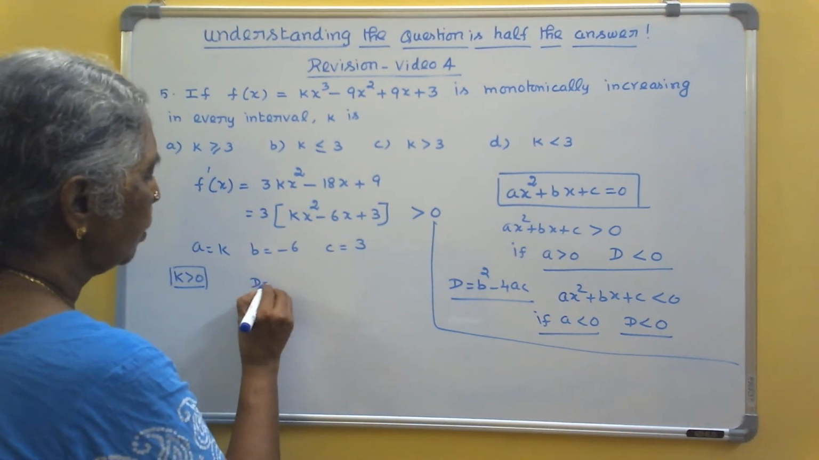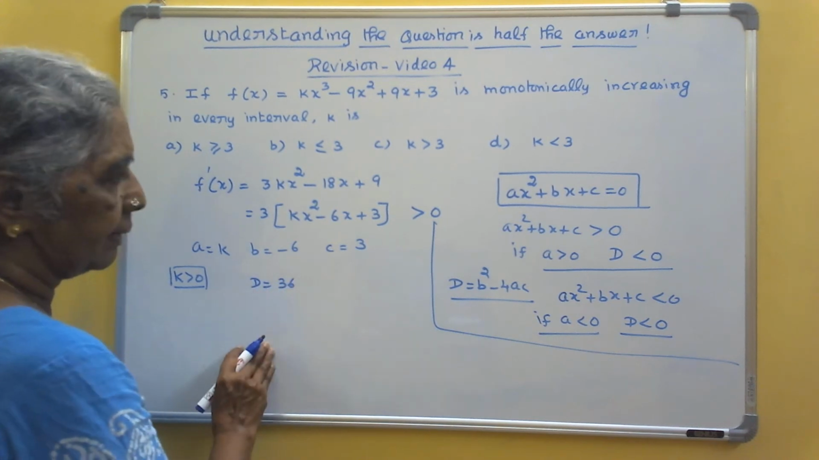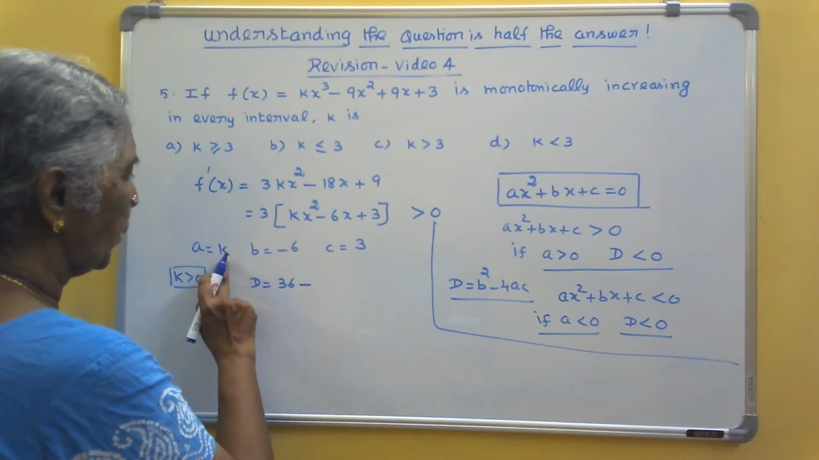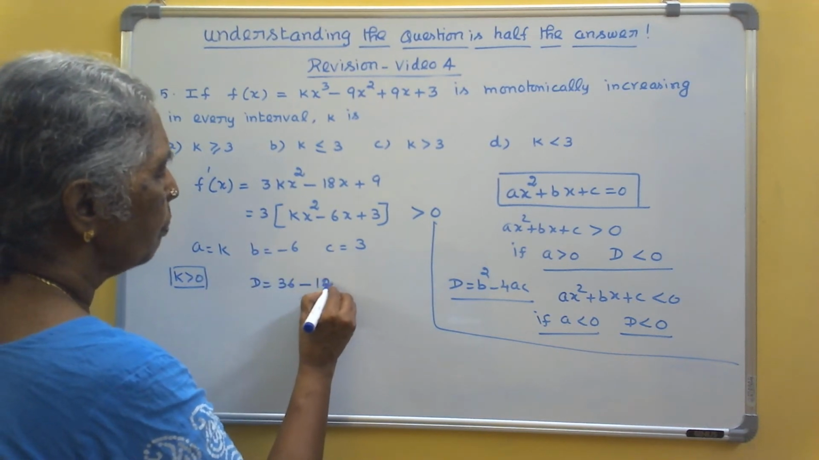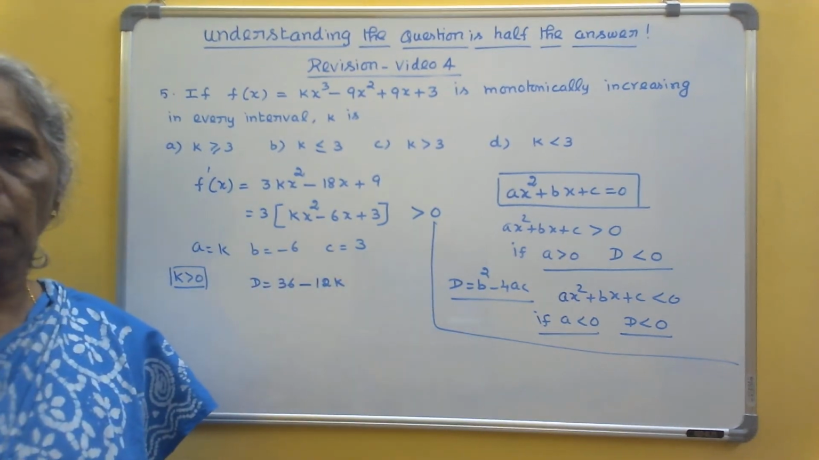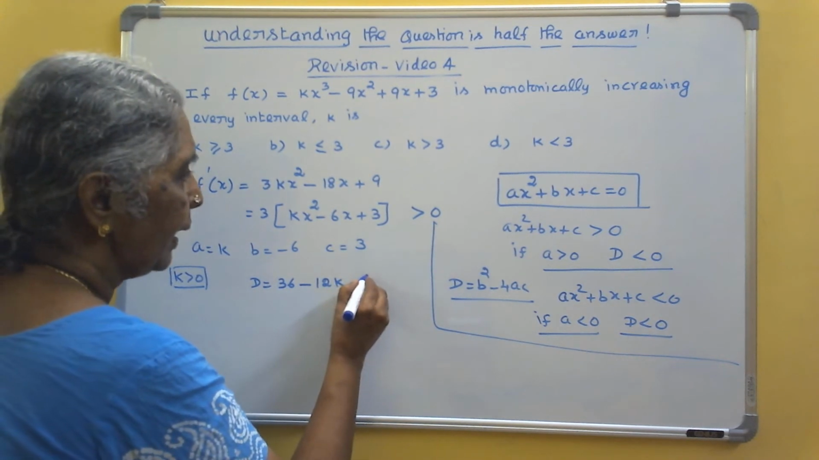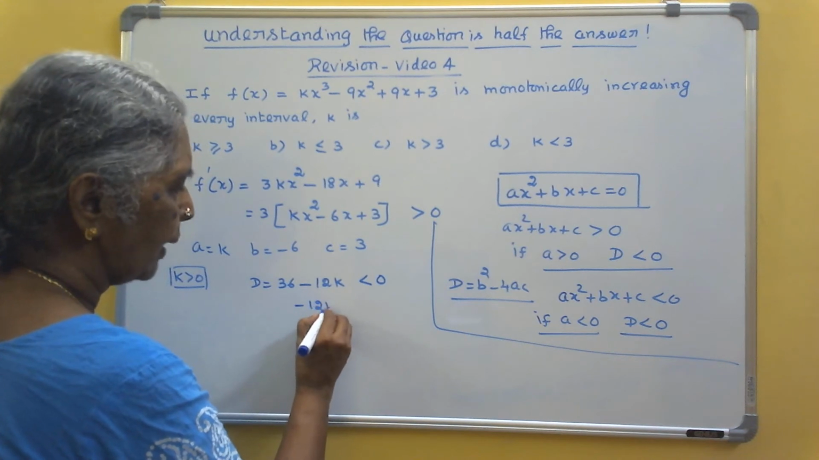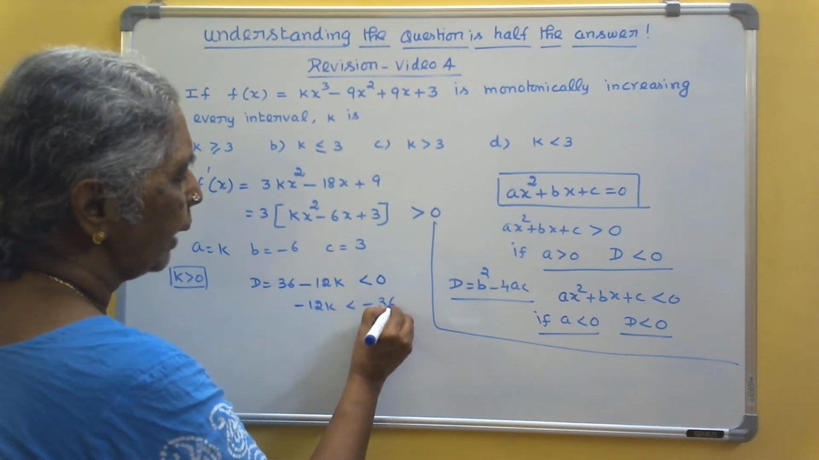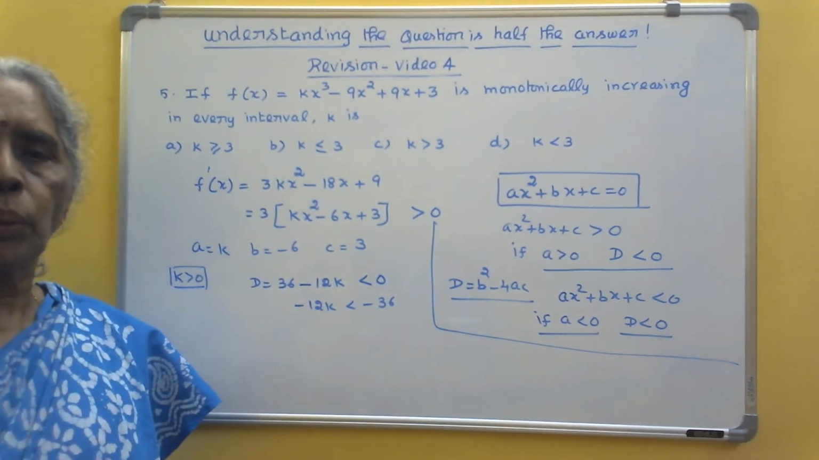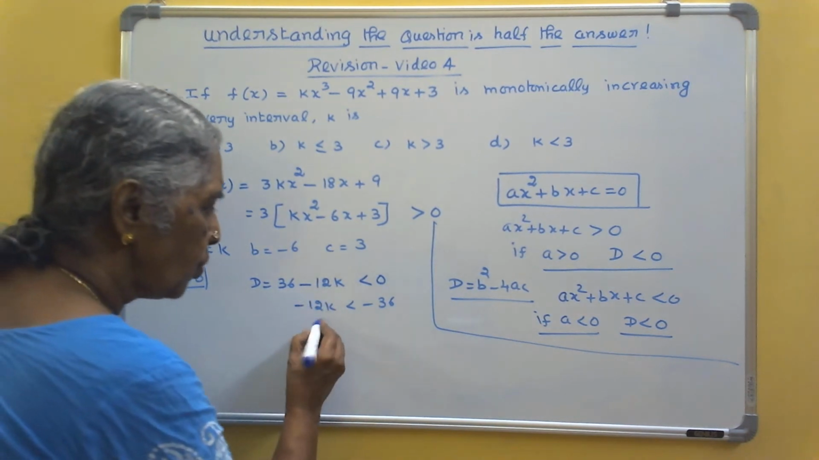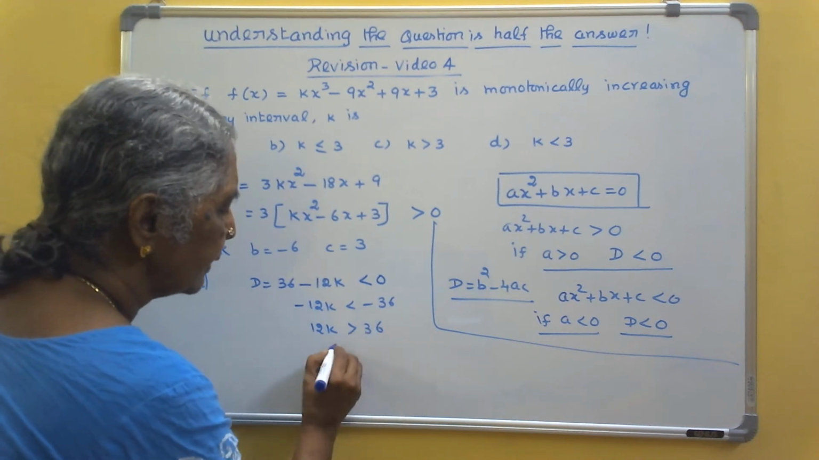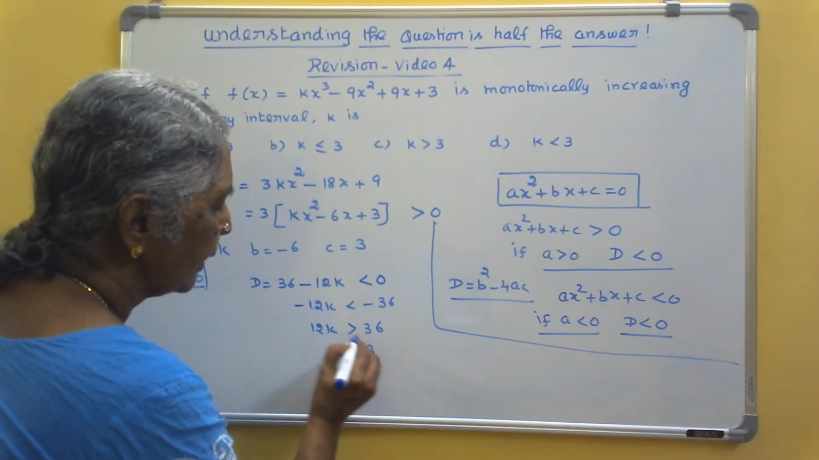Then let me come to D. D is equal to b squared, that is 36, minus 4ac, minus 4 into k into 3. So, minus 12k. This is my D. This should be lesser than 0. That means minus 12k lesser than minus 36. Now, I want to remove both the minus signs, so I have to change the inequality. 12k greater than 36. So, k greater than 3.